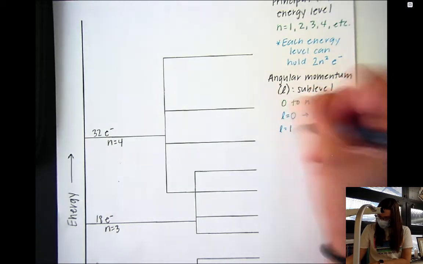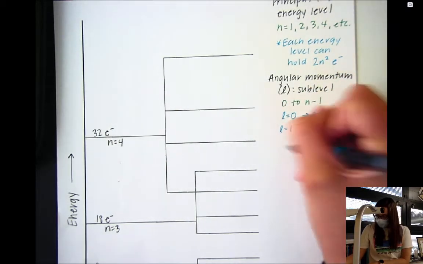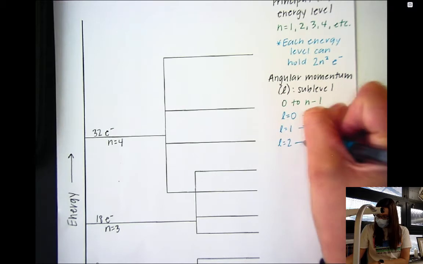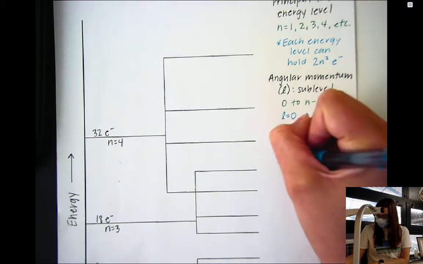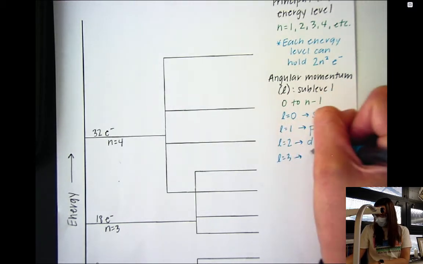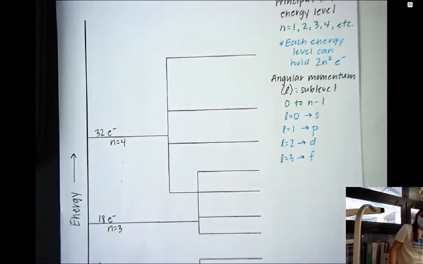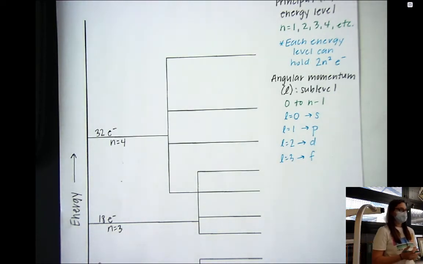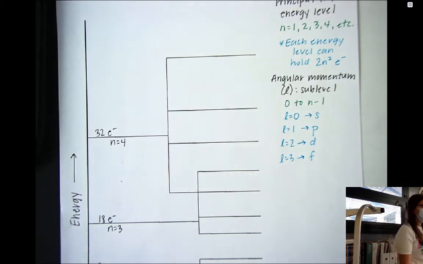If L is 1, we're in the P sublevel. L is 2, we're in the D, and if L is 3, we're in the F. Those are the only numbers we're ever going to see. Technically, could you have an L equals 4? Yes, you could. You could go into a G sublevel and then H, and then it just goes in alphabetical order, but we don't see that. We're lucky if we see F. So the value of L, the specific sublevel, tells us the designation.